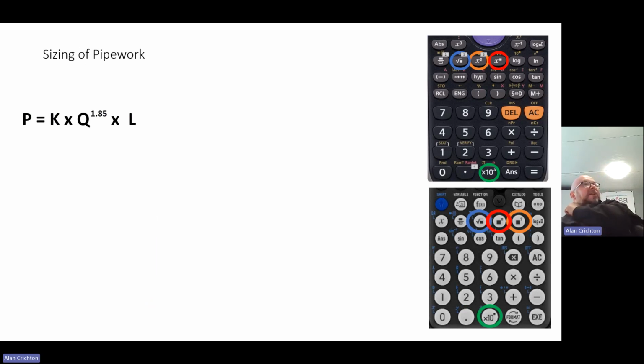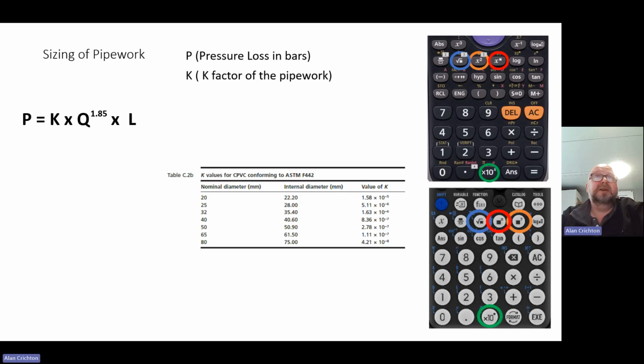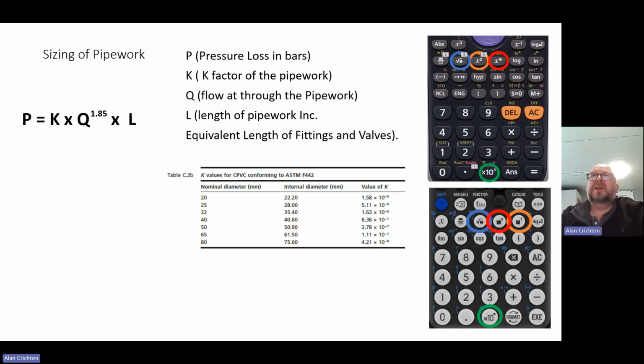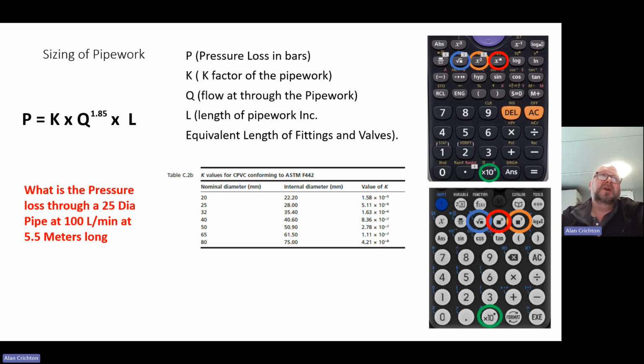So if we take a quick look at this, let's do a quick Hazen-Williams calculation. P is the pressure loss in bar, K is the K factor of the pipe, and we've got a table here showing some K factors of pipes. Q is the flow through the pipe, and L is the length of pipework, including equivalent lengths for fittings and valves, etc. So if we say, what's the pressure loss through a 25 diameter pipe at 100 litres per minute, 5.5 metres long? If we look at the table above, it tells me the K factor of the pipe is 5.11 times 10 to the minus 6. The flow of 100 litres per minute is in the question, and the length is also in the question here.